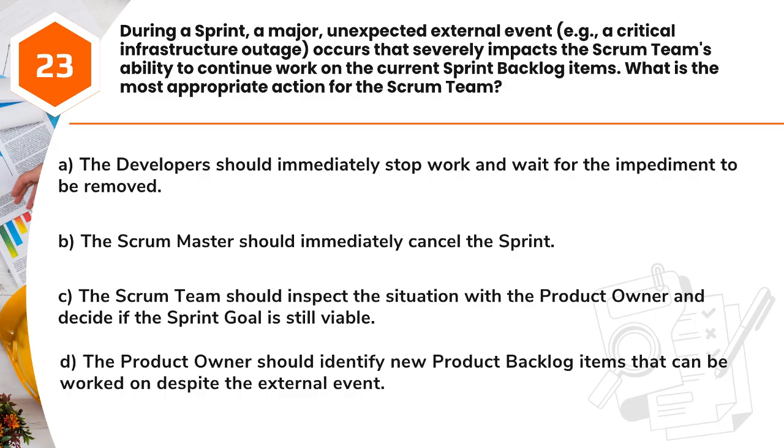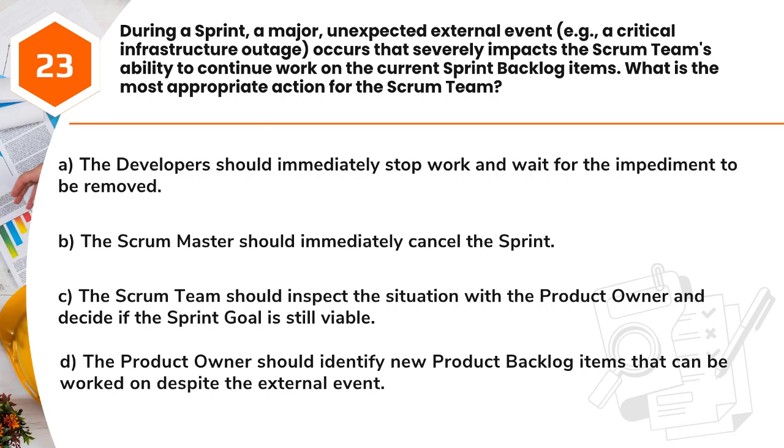Question 23. During a sprint, a major, unexpected external event, e.g., a critical infrastructure outage, occurs that severely impacts the Scrum team's ability to continue work on the current sprint backlog items. What is the most appropriate action for the Scrum team?